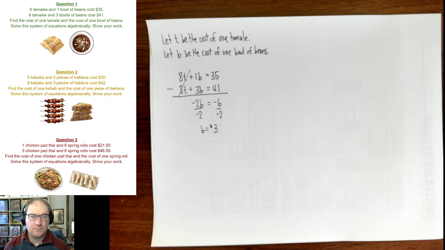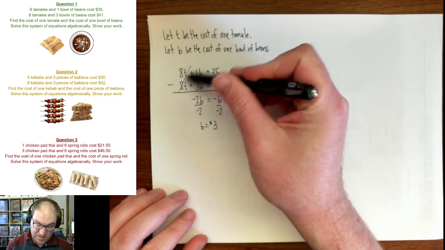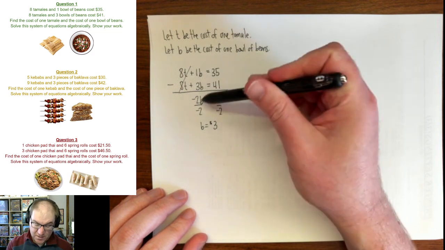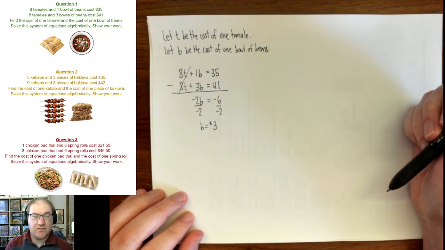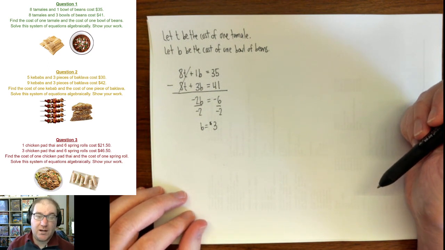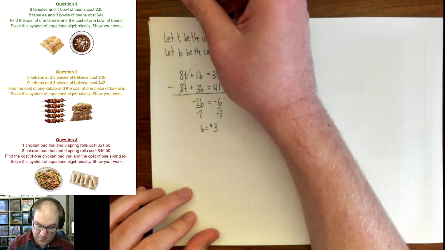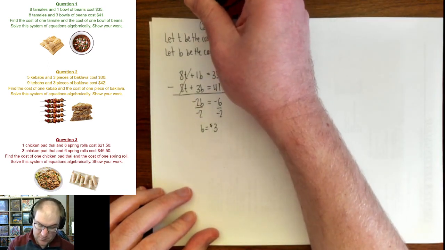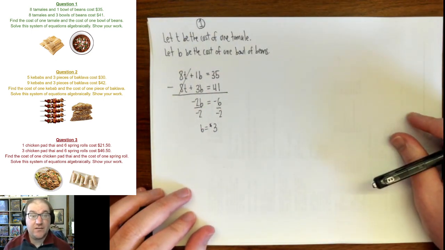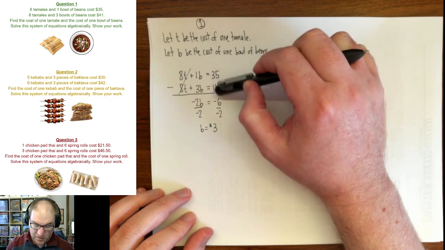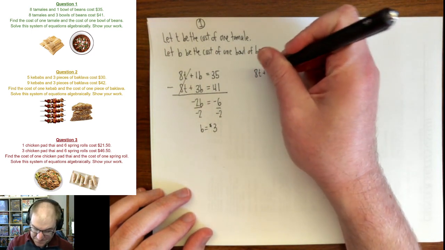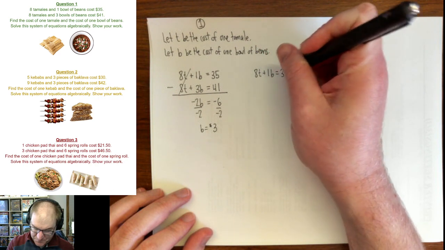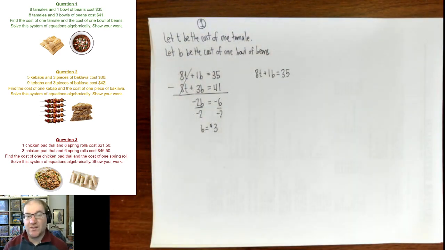So after you use elimination method and subtract, you'll end up with a one-step equation that you just have to solve. And that'll give you the value of one of the variables in the problem. Okay. Now we need to find the cost of tamales. So to do this, we pick one of the original equations and write it again. Now we have a little more information.